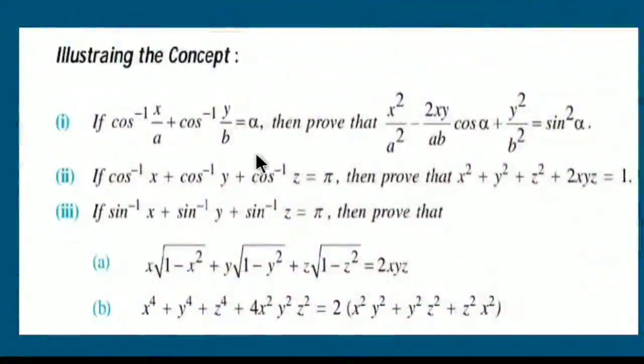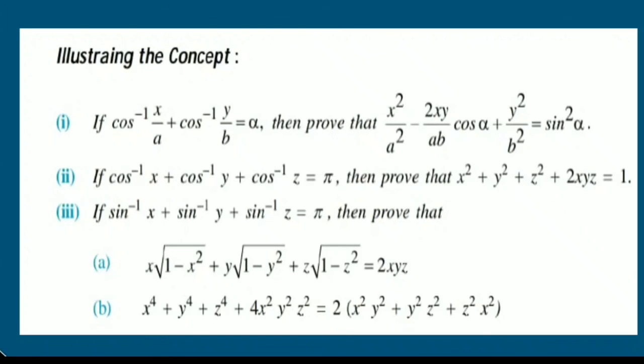Let's say, illustrating the concepts here, there are 3 illustrations. One is cos inverse x by a plus cos inverse y by b is equal to alpha. Then prove that x square by a square minus 2xy upon ab cos alpha plus y square by b square is equal to sine square alpha. Second question is, if cos inverse x plus cos inverse y plus cos inverse z is equal to pi, then we have to prove that x square plus y square plus z square plus 2xyz equal to 1, right?